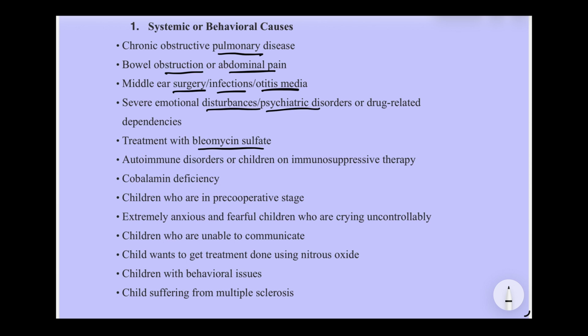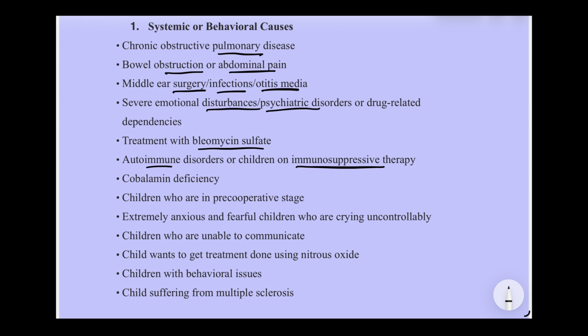Bleomycin is an antineoplastic antibiotic used in the treatment of certain neoplasms such as Hodgkin's and non-Hodgkin's lymphoma. Patients receiving bleomycin therapy may develop interstitial pneumonitis. There is an increased risk of developing pulmonary toxicity when oxygen is administered to a patient who has received bleomycin. It is reported that a patient can develop respiratory failure when exposed to oxygen in a concentration greater than 25%. Since during nitrous oxide sedation oxygen concentration varies from 100 to 30%, such patients will be at high risk of respiratory failure. Autoimmune disorder or children on immunosuppressive therapy.